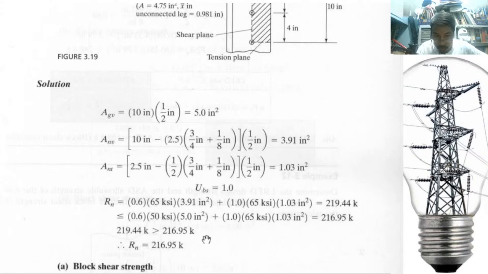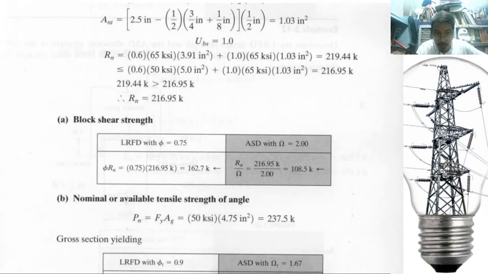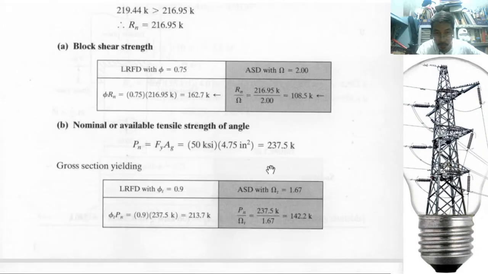Now, since we already know the nominal, we can now solve the block shear strength. So using that nominal value, multiply by the value of phi, so that is 162.7. The same nominal divided by 2, that is 108.5.